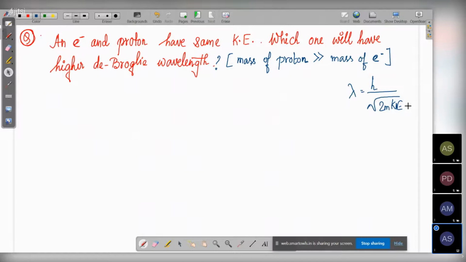Bring the sum. Answer. So let me do it. Sir, electron has higher wavelength. Yes, electron has higher wavelength. Correct.